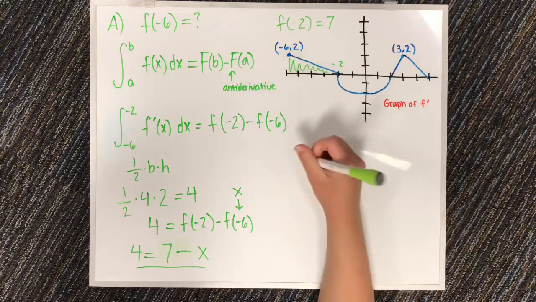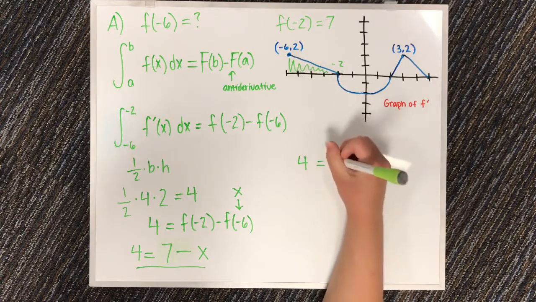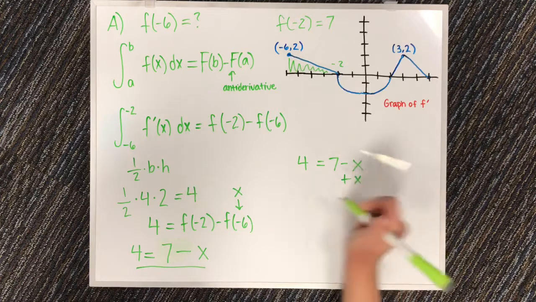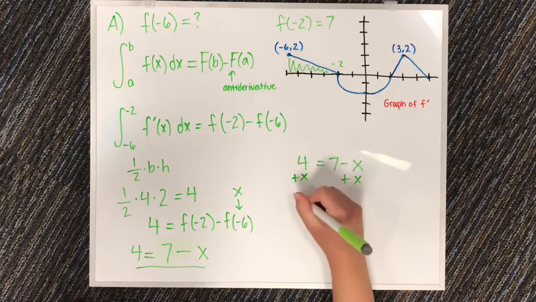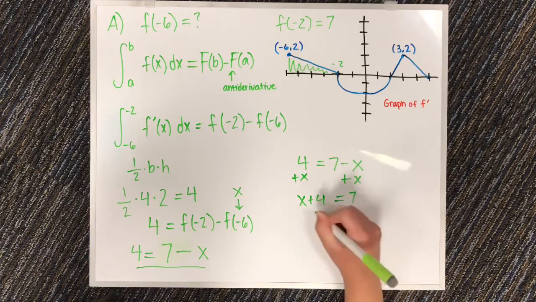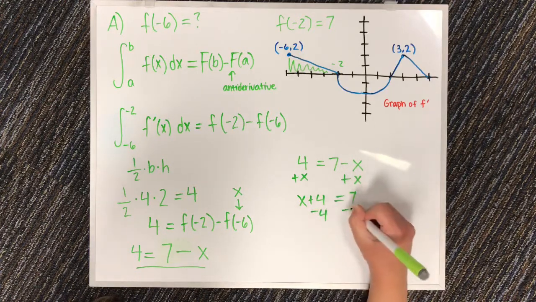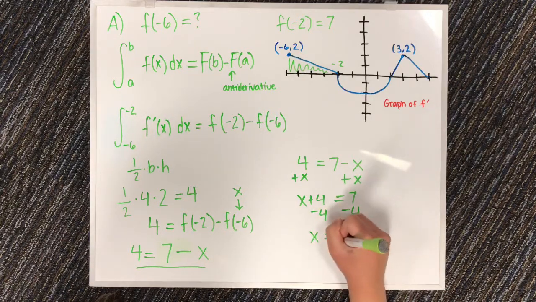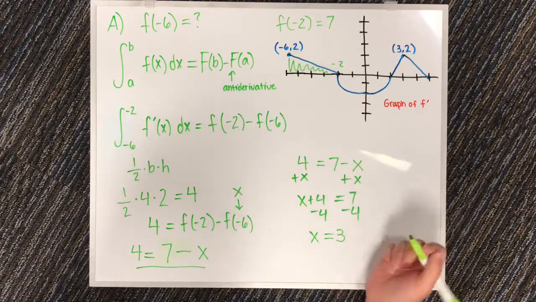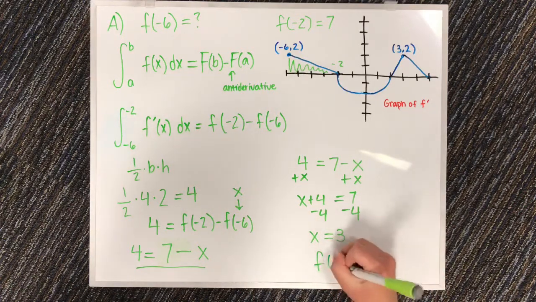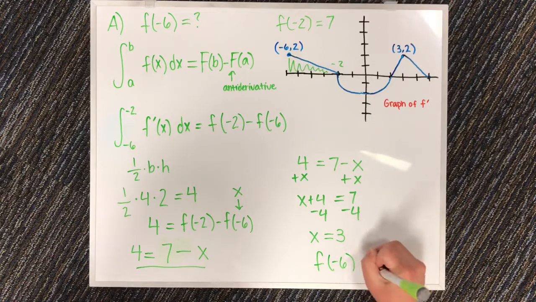our value. So 4 is equal to 7 minus x. So we'll need to add x to each side. So now we have x plus 4 is equal to 7, and then we subtract 4 from each side, and we find that x is equal to 3. And if we recall, x is the same as f of -6, so f of -6 is equal to 3.